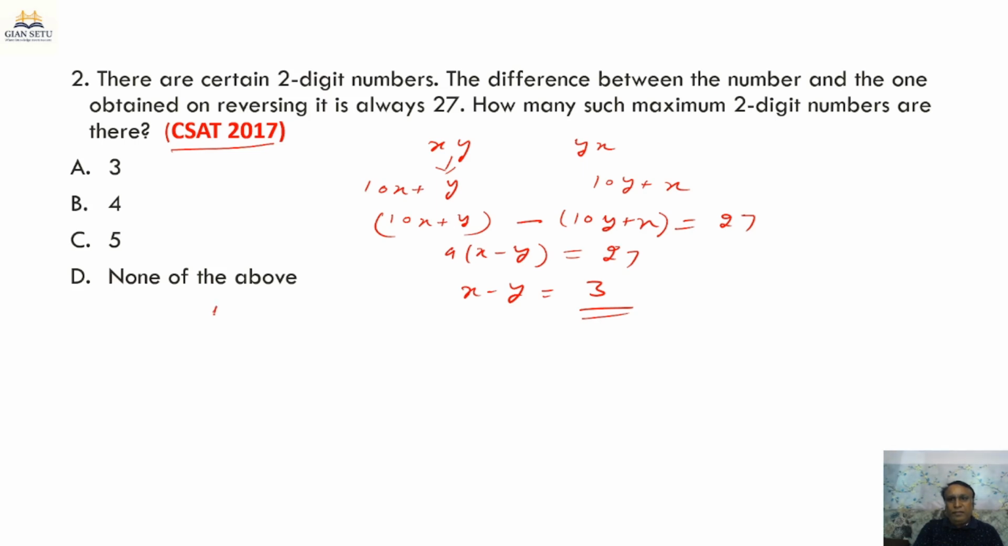The number can be 41, 52, then it is 63, then it is 74, then 85, then 96. So how many numbers are these? 1, 2, 3, 4, 5, 6. Obviously more than 5. So 6 is not in the given options. So answer is D here.